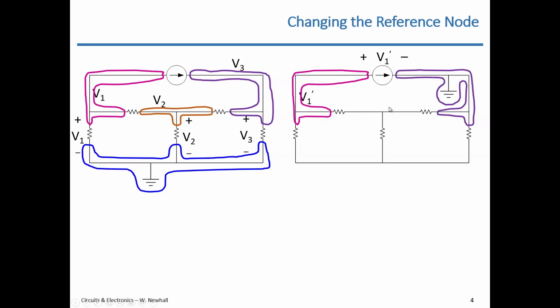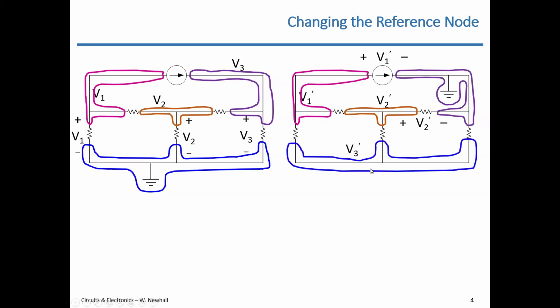Right? If I call this center node V2 prime, that applies to that whole node, then V2 prime is this voltage. Negative goes at the ground node, positive goes at the middle node there. And that leaves the bottom node, which I'm going to call V3 prime. That was the ground node before, but I'm left with that node to define V3 prime. So V3 prime has its negative sign at ground, its positive sign at this bottom node here.